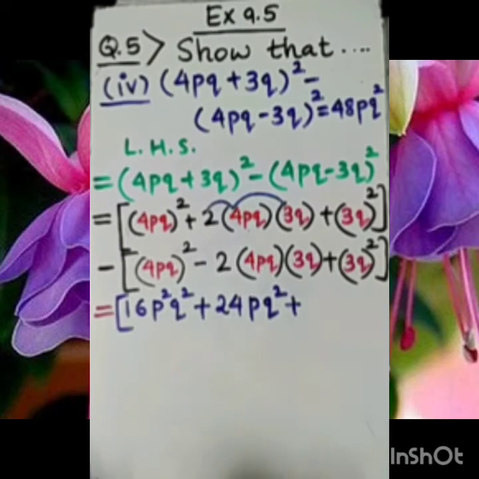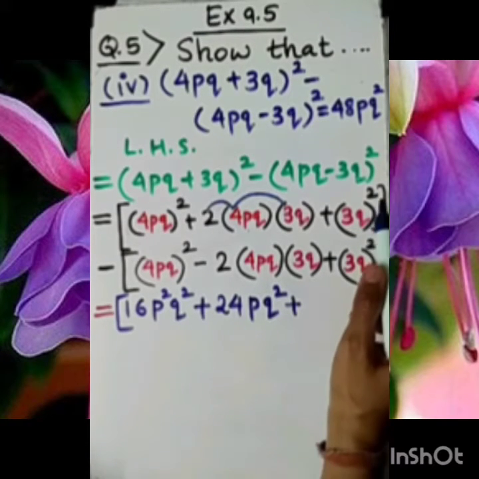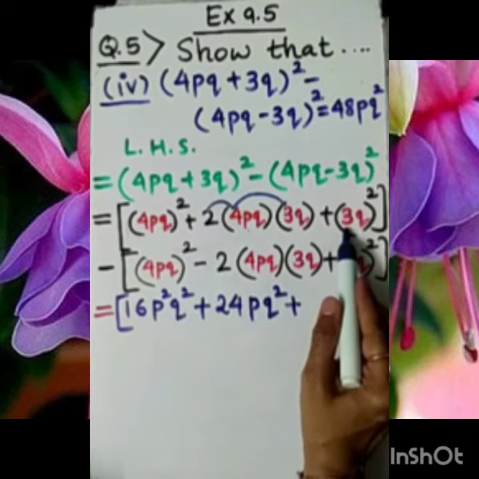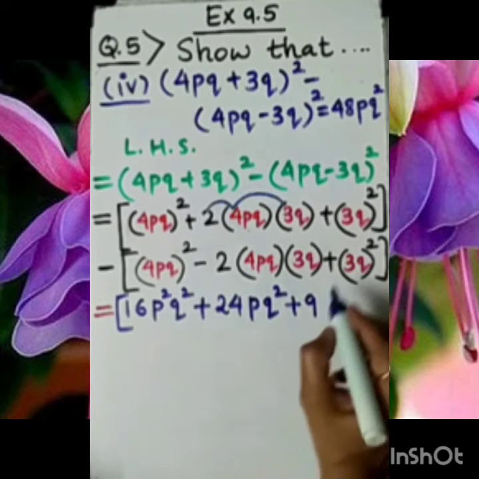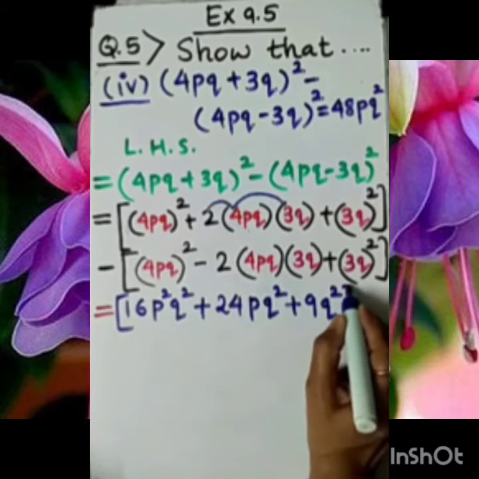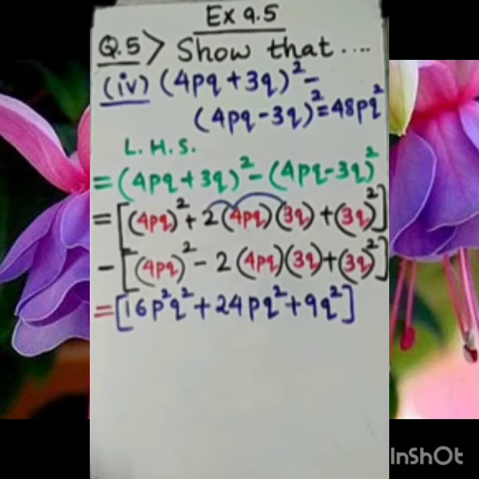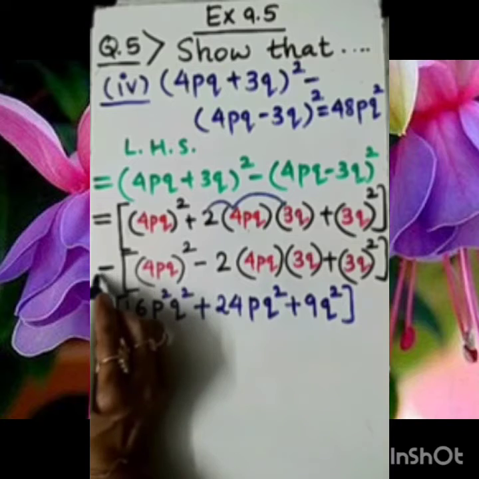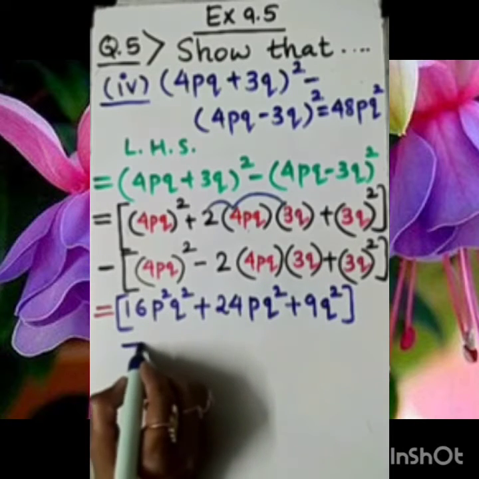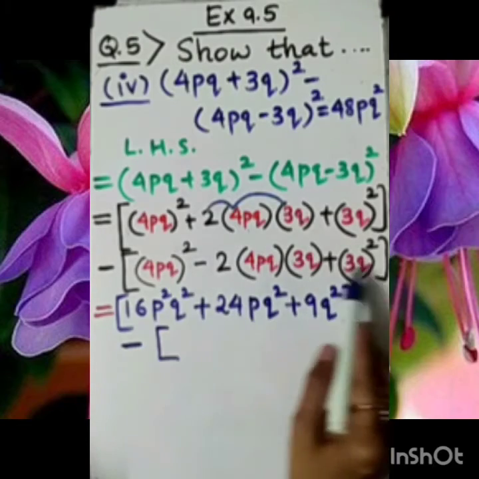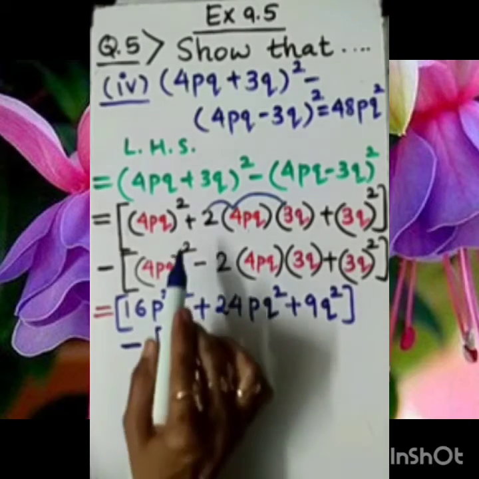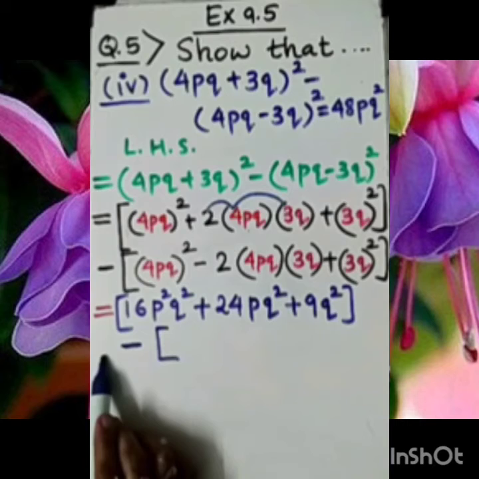Plus, let's work out 3q whole square. What is 3? Square of 3 is 9. What is q? That is q square. That is 9q square. Clear? Between these you can see the minus sign, so let me write minus here. And now I'm going to simplify this second part. Between these two brackets, I have written minus here.